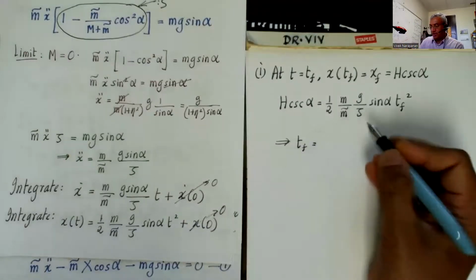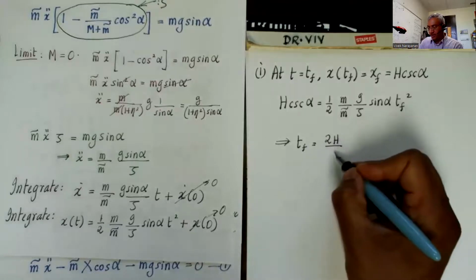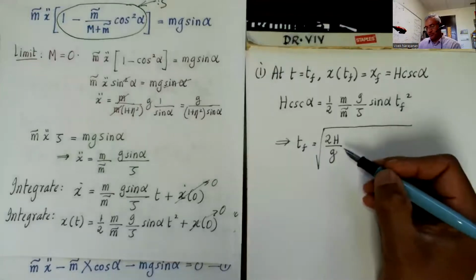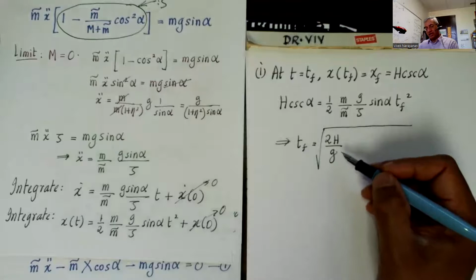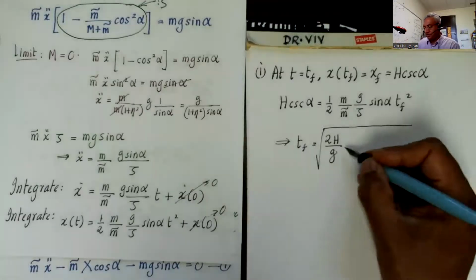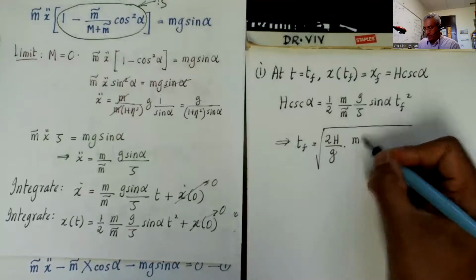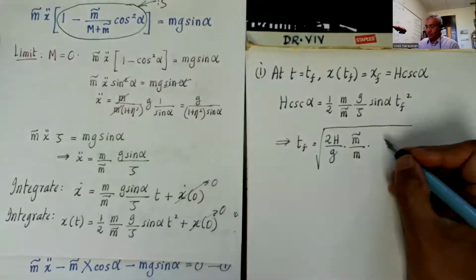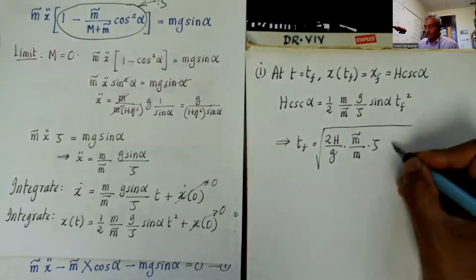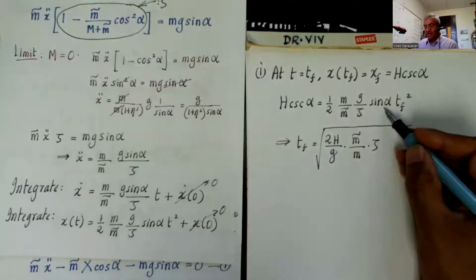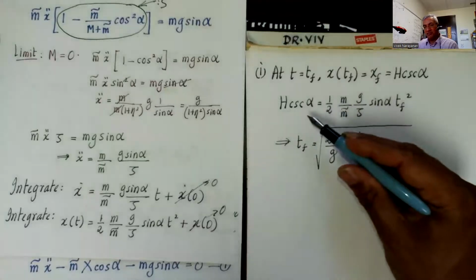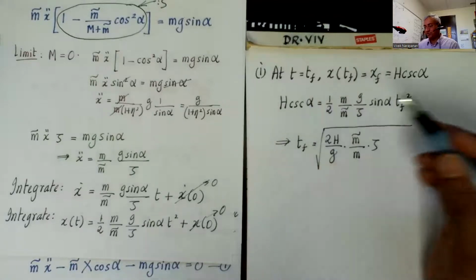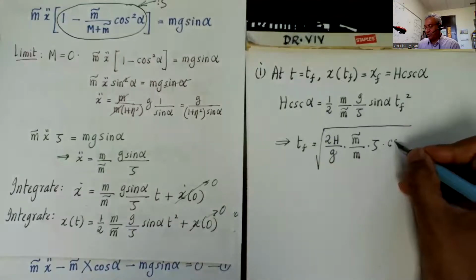So tf is going to be 2h over g. I always like to keep that combo together because that's the time taken for an object to fall down a height h in a constant gravitational field. Times, this ratio gets inverted when you take it to the other side. So I get m tilde over m times the zeta factor. And then I have sine alpha, when it goes to the other side, becomes 1 over sine alpha. But 1 over sine alpha is the same as cosecant alpha. So that combines with this cosecant to give me cosecant squared.